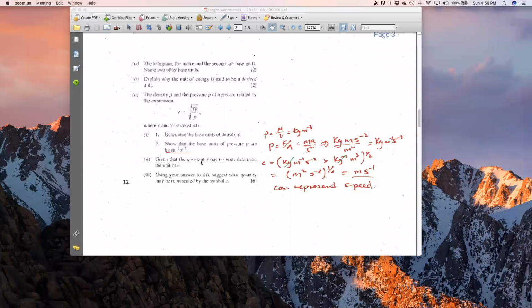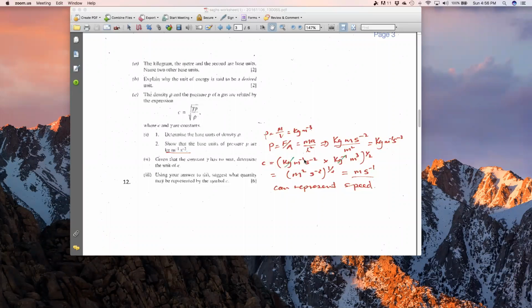They said, given that the constant gamma has no unit, determine the unit of C. So it's just a matter of us looking at the equation. Gamma has no dimensions, but we just worked out P and we just worked out rho. So it's a simple matter of populating this equation. That's what I did here. This power of a half is the square root sign.